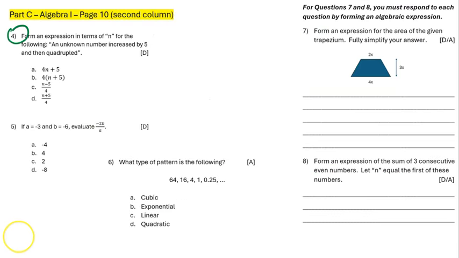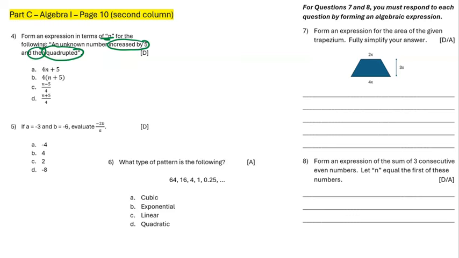So we're now into question number 4. The question is, form an expression in terms of n for the following. So an unknown number is increased by 5 and then quadrupled. So there's a few things I want to circle. So I suppose increased by 5 is one part. Then is actually a really important word here, and then quadrupled is that part there. So to break down the question, the word then means it is quadrupled after it's increased by 5.